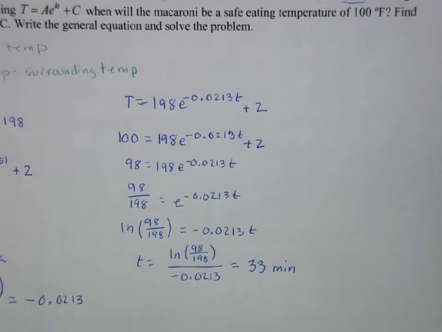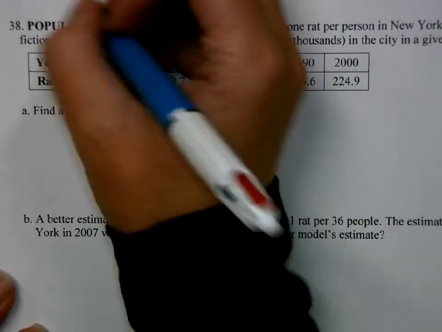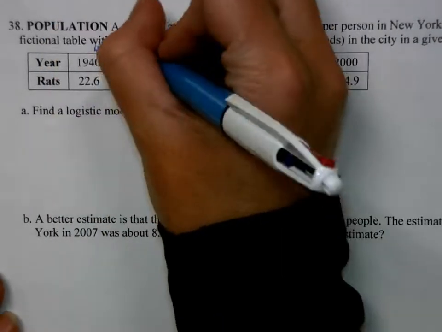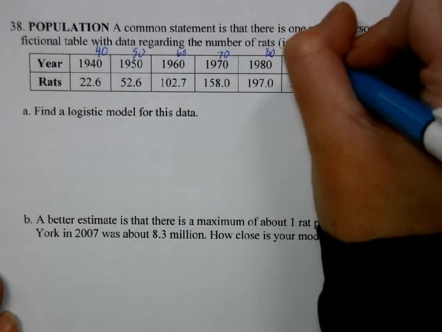All right, our last problem. A common statement is that there is 1 rat per person in New York City. Below is a fictional table of data regarding the number of rats in thousands of the city in a given year. And we're going to find a logistic model for the data. So before I enter this in, I'm going to adjust these numbers. I'm just going to make that 40, 50, 60, and so on when I enter it into my table.